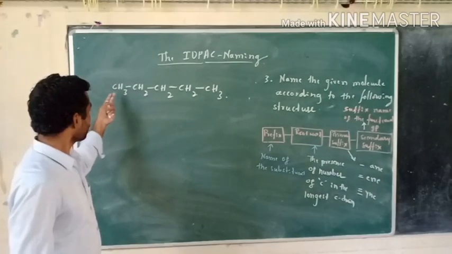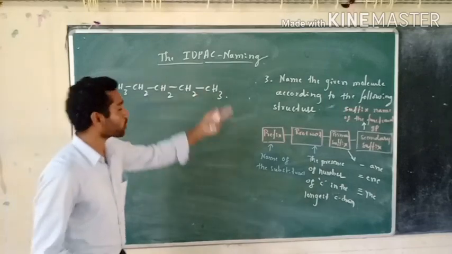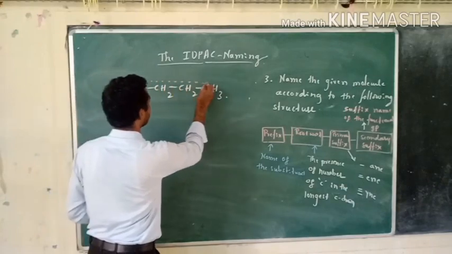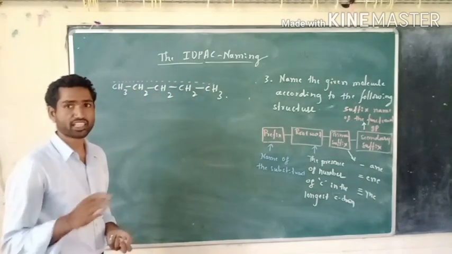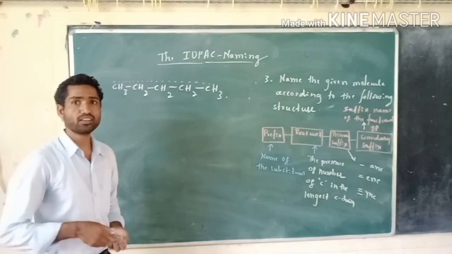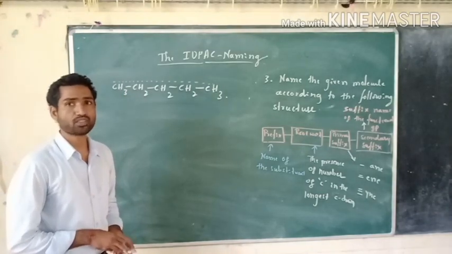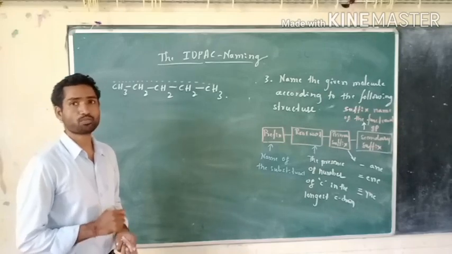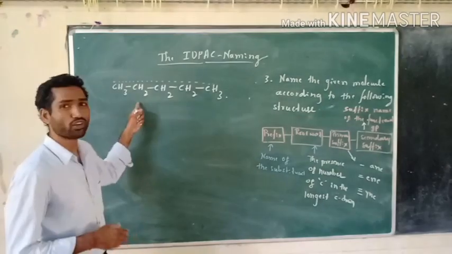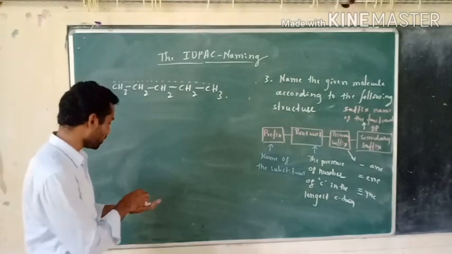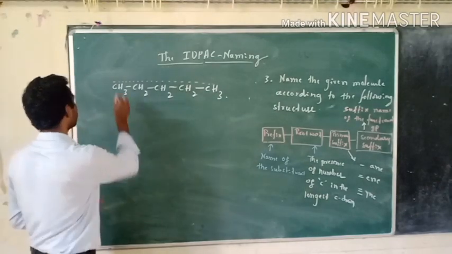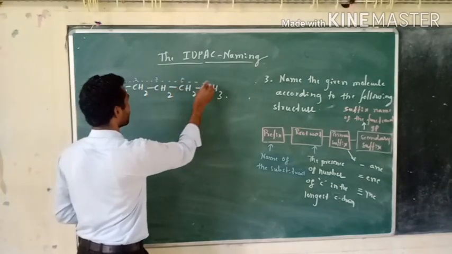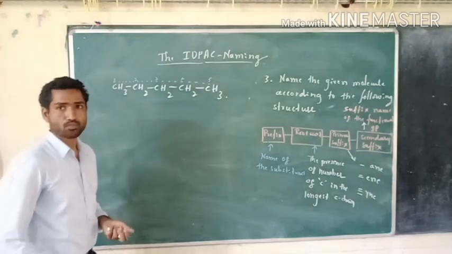Therefore, first we have to identify the longest carbon chain. This is the longest carbon chain, right? The straight carbon chain is the longest carbon chain. So what is the second rule? You have to number the longest carbon chain in such a way that the least number is given to the functional group or substituent. In this molecule we don't have any substituent or functional group. Therefore, for numbering, this is the first carbon, second carbon, third carbon, fourth carbon, and this is the fifth carbon.